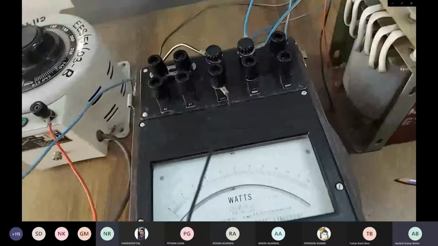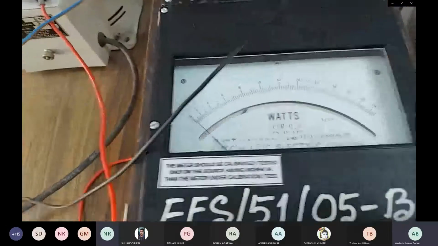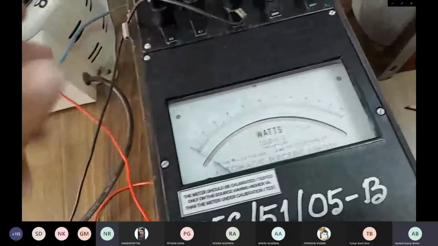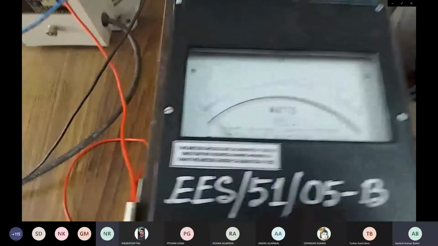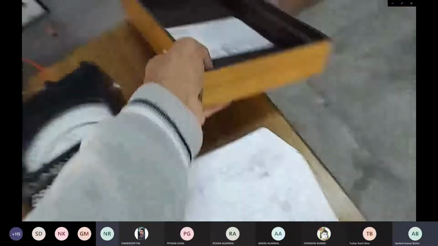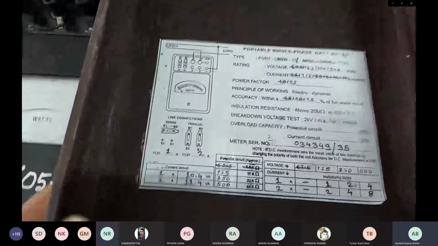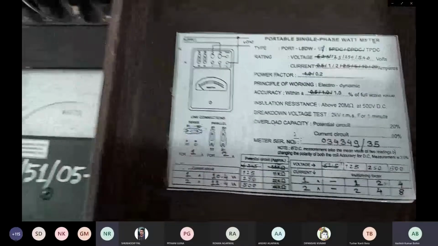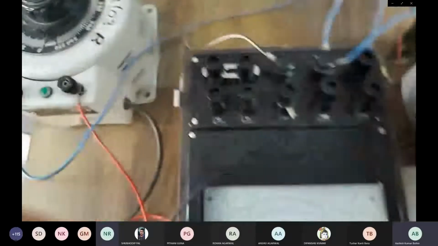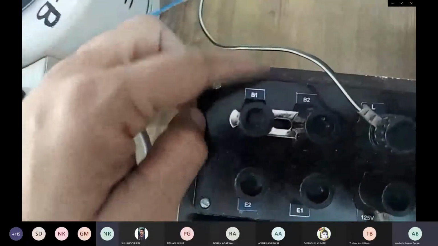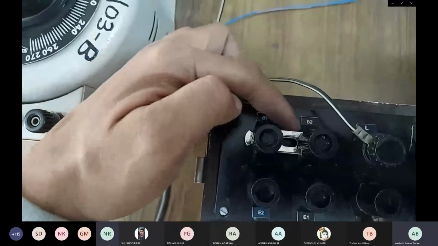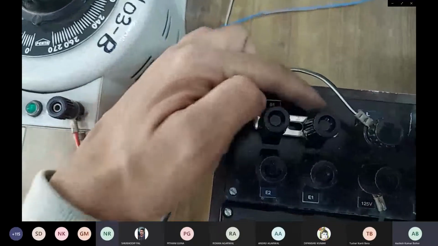Now, a very important thing here for the wattmeter. You see different wattage readings, but here the concept of multiplying factor applies. So we have to see the nameplate specifications. This is the nameplate of the wattmeter, and we have to see what connection we have made. If B1 B2 is connected, here you see one strip connected between B1 and B2, it means the internal connection is B1 B2.